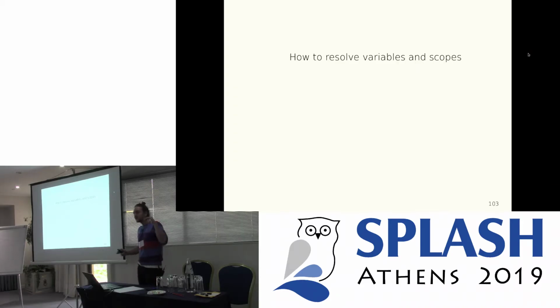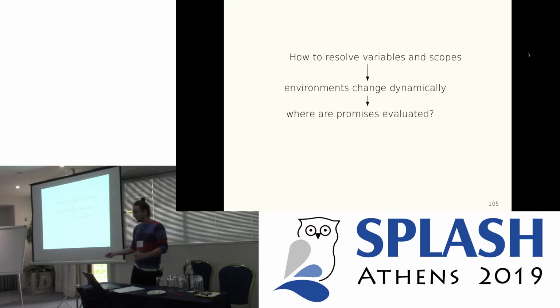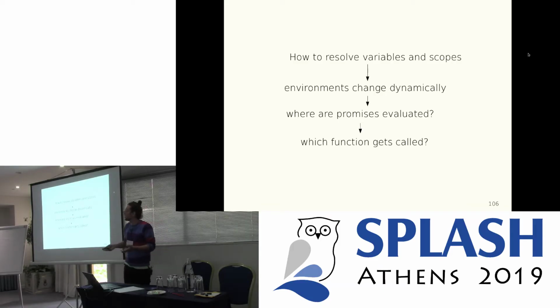So now, if we want to get a hold of all these things that are going on, I get back to my initial question: how do I resolve variables and scopes? I noticed that environments can change dynamically. And to know where they change, or if they change, I need to figure out where promises are evaluated. To figure out where promises are evaluated, I need to know which functions get called. But as I showed you, arguments that create promises and also functions are just normal variables in the environment.